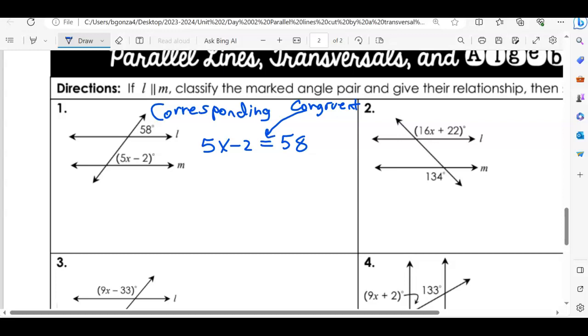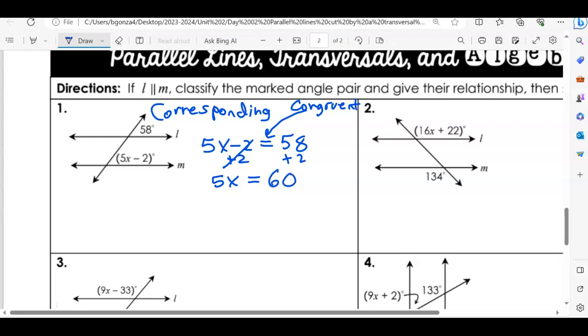It's a two-step equation. What do I get rid of first? On the side of x, the loner is minus 2. How do I get rid of a minus 2? Plus 2, plus 2. The 2's cancel out. I'm going to bring down 5x equals, what's 58 after this? These are important. 58 plus 2 is what?